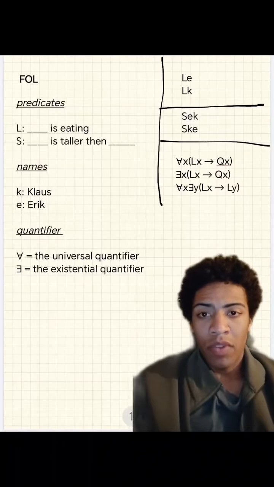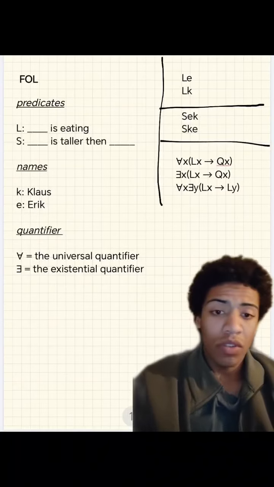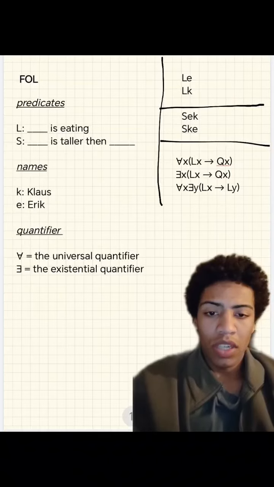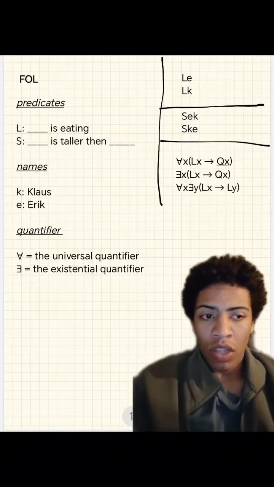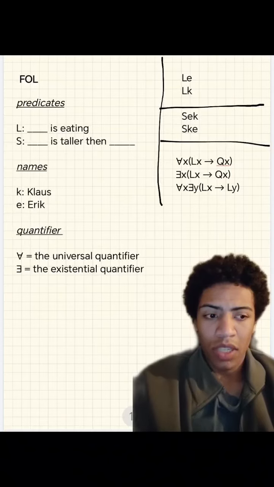Then moving on to the quantifiers, the universal quantifier, which means for all, and the existential quantifier, which means at least one.